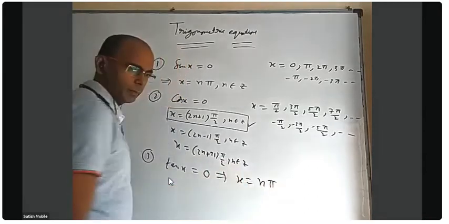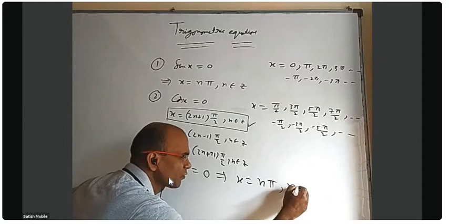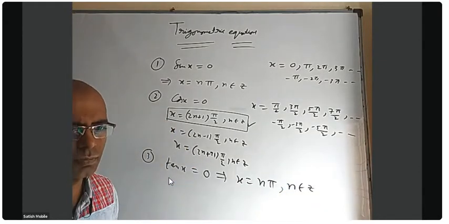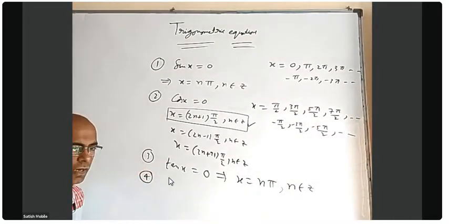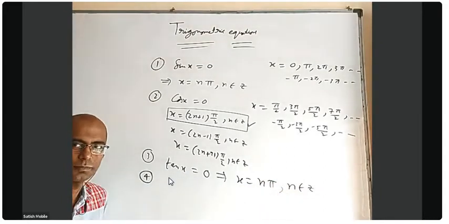So x equal to n pi, where n belongs to z. You should not forget to write n belongs to z. Otherwise, somebody can take n as a real number, natural number, so many things. In fact, in IP exam, if you write everything nice but don't write n belongs to z, they'll cut some marks.